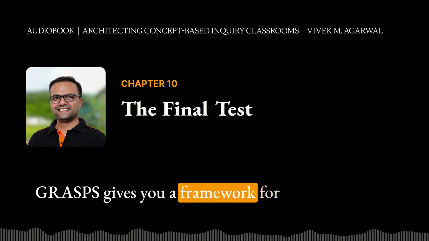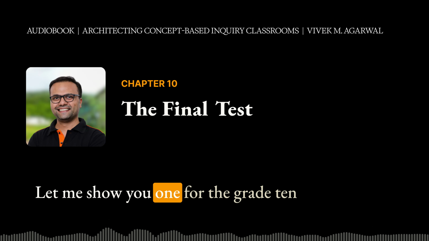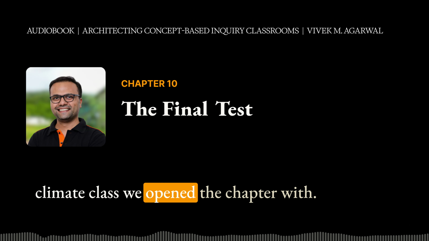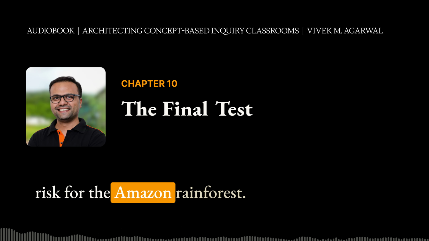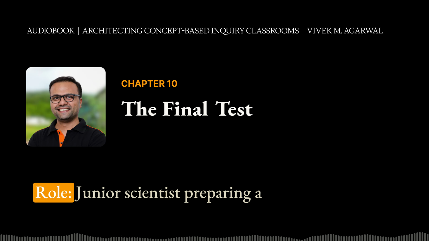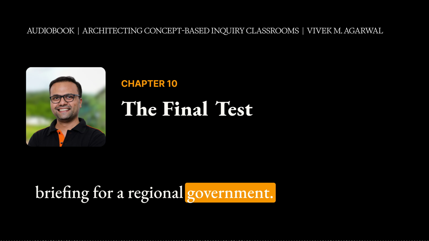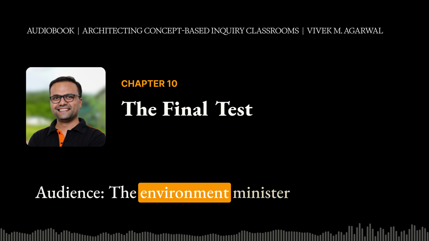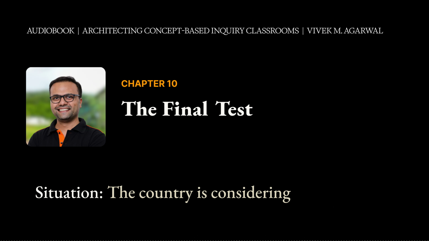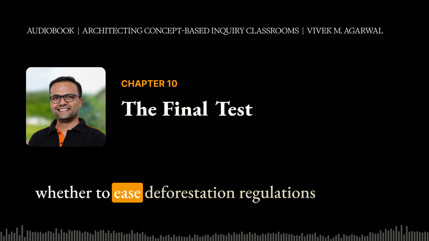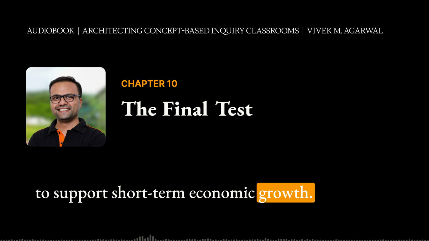GRASPS gives you a framework for designing transfer tasks that do real work. Let me show you one for the grade 10 climate class we opened the chapter with. Goal: assess the tipping point risk for the Amazon rainforest. Role: junior scientist preparing a briefing for a regional government. Audience: the environment minister of an Amazon basin country. Situation: the country is considering whether to ease deforestation regulations to support short-term economic growth.